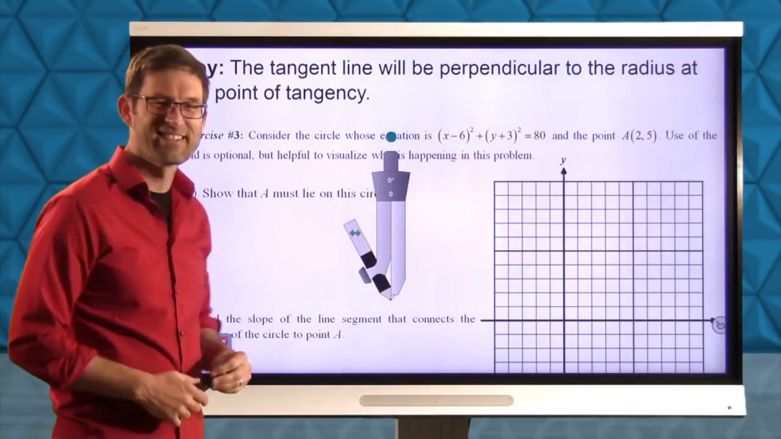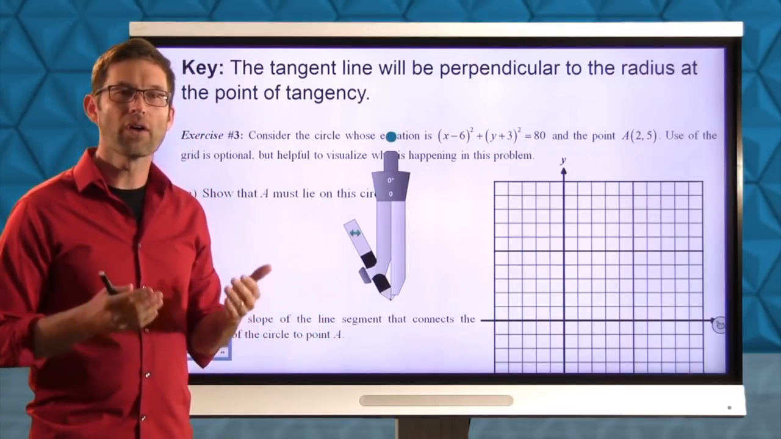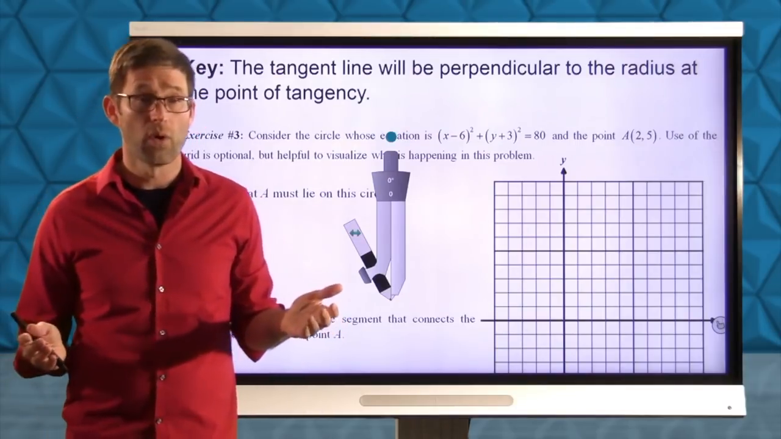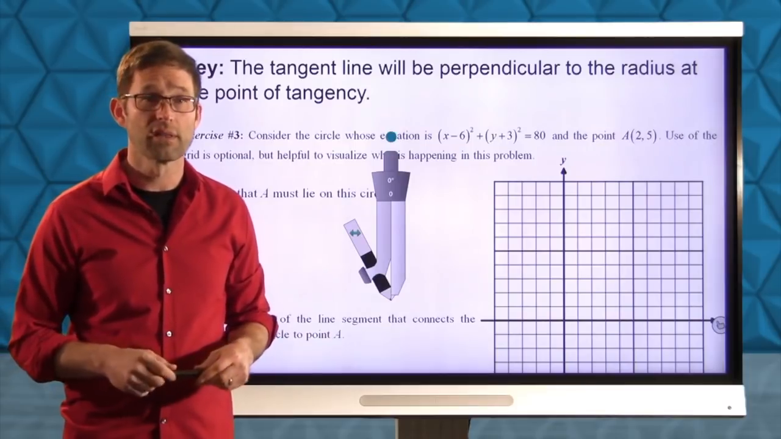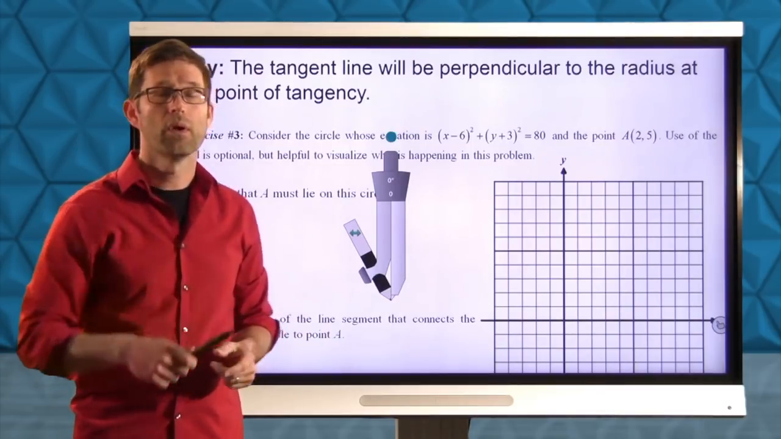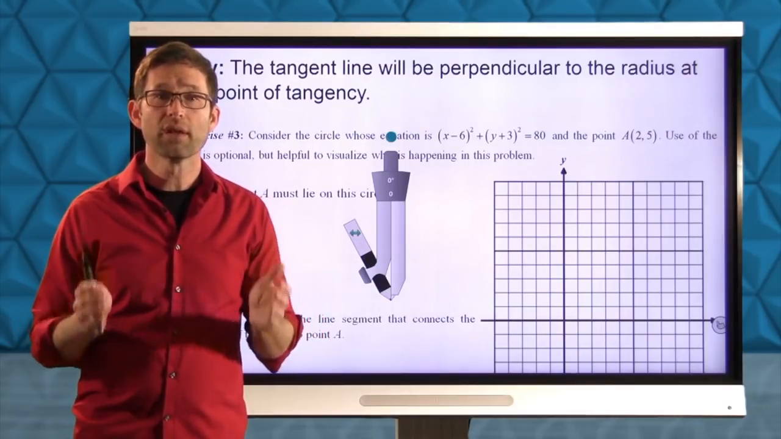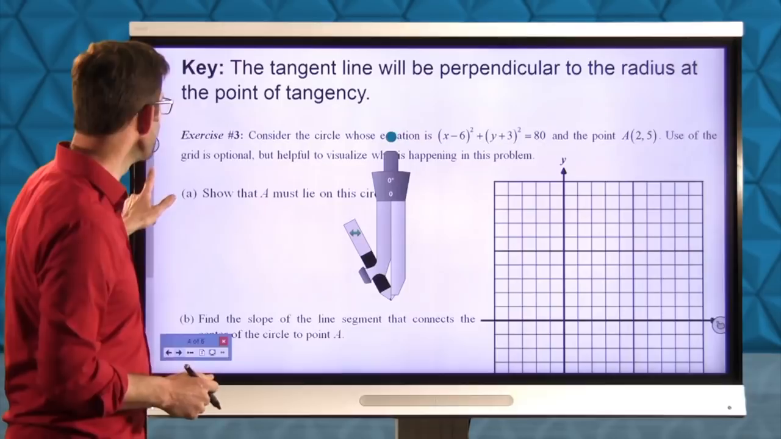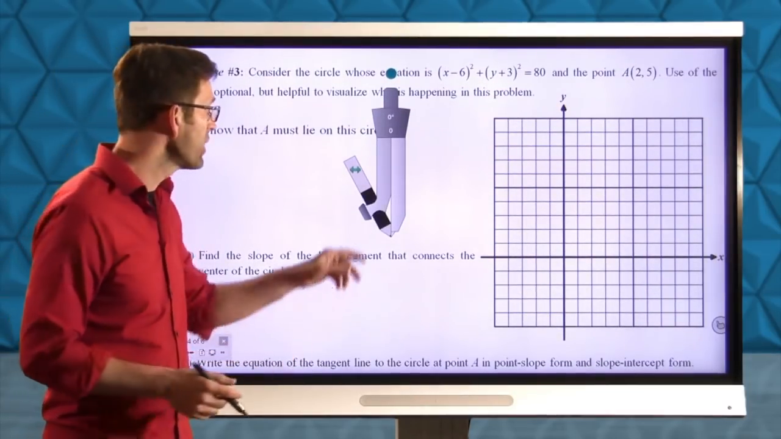All right, let's keep going. Let's do another problem. The key to all equations of tangent line problems, and to most tangent line problems in general, is the fact that the tangent line will be perpendicular to the radius at the point of tangency. Right? That's the key. The tangent line will be perpendicular to the radius at the point of tangency. So let's see how that plays out in a more challenging problem than the one that we just had. All right, here we go.